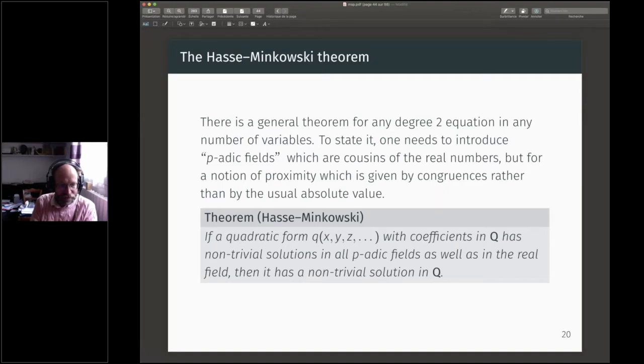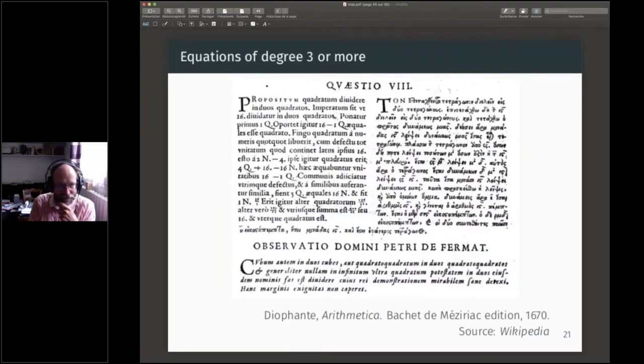I think I will come back to this subject later in the second part of the talk, but for the moment, let's be content with that. So the subject of the talk was 1, 2, 3. Now let's go to 3. I can either increase the number of variables or increase the degree of the equations, and I will increase the degree of the equations. So, equations of degree 3 or more.